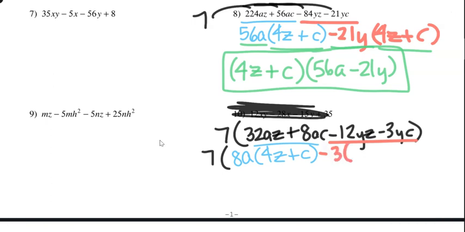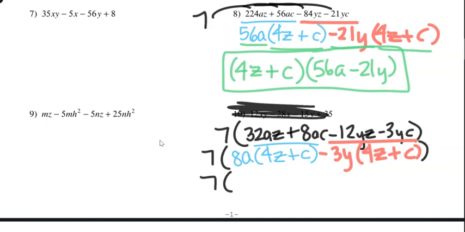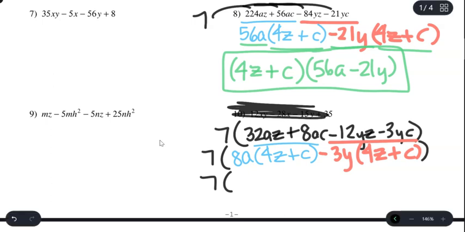Now the same thing, I want to get matching positives, so I'm going to factor out a negative 3 here. Hold on a minute. A negative 3, and I'm also going to factor out a y. So that leaves me with 4z plus c. So the 7 stays, and I'm now going to factor out the 4z plus c. And that's going to leave me with 8a minus 3y.